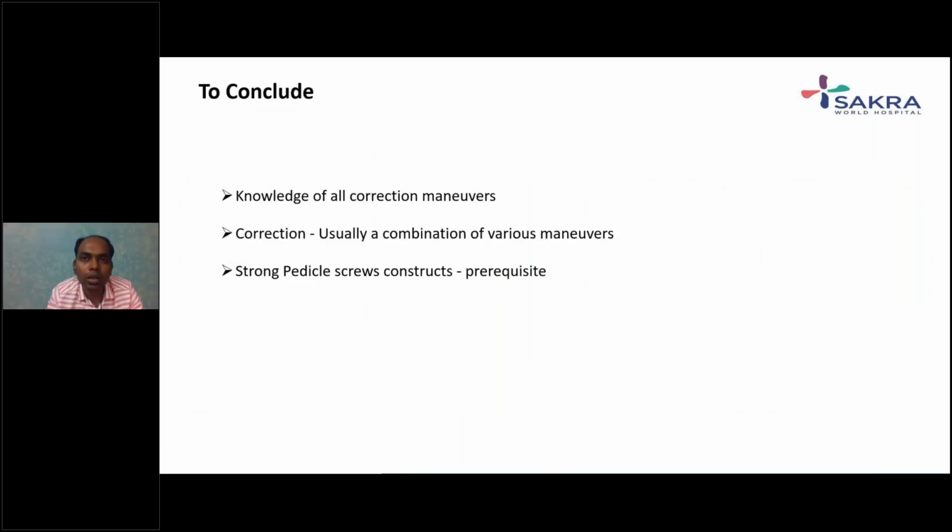So to conclude, a surgeon should know each and every corrective maneuver that is available for a proper correction, because it's usually a combination of the correction maneuvers that are used for a perfect scoliosis correction. To achieve a proper surgery, it's not just the maneuvers that are important. The entire surgery is based on my strong pedicle screw construct. So the pedicle screw foundation is the most important thing for a proper corrective maneuver.